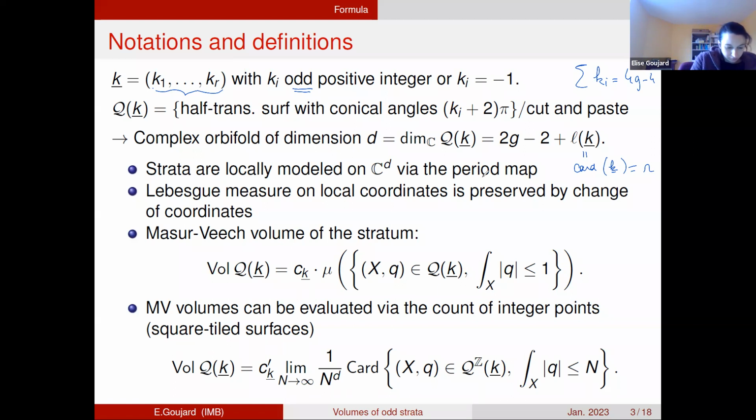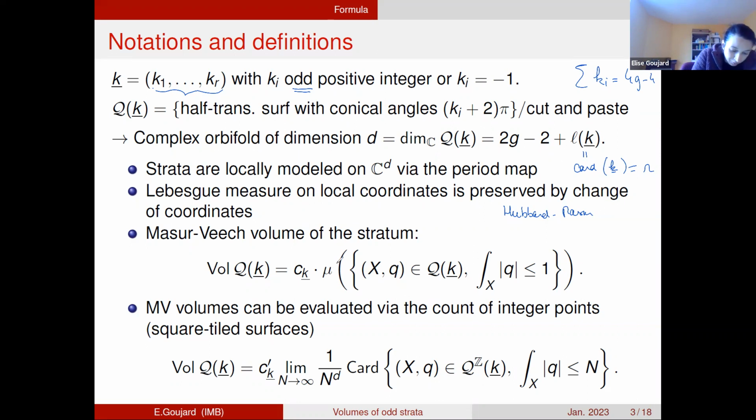So it happens that once you look at these local coordinates and you look at the natural Lebesgue measure on these coordinates, this Lebesgue measure is preserved by a change of coordinates. And this is, I think, a result of Goujard and Masur. So it defines a measure on the stratum. So locally, it's just Lebesgue, but it's well defined globally. And then you can define the Masur-Veech volume of the stratum like this.